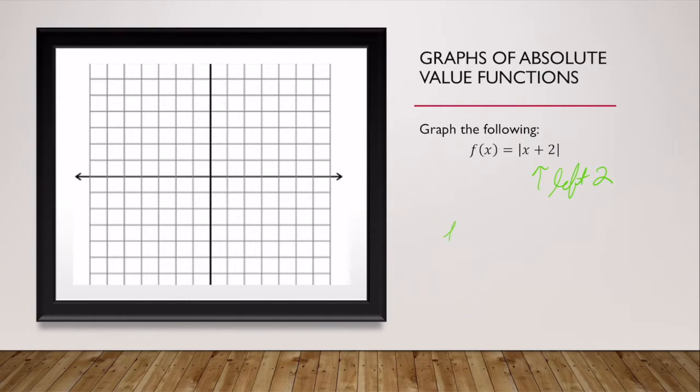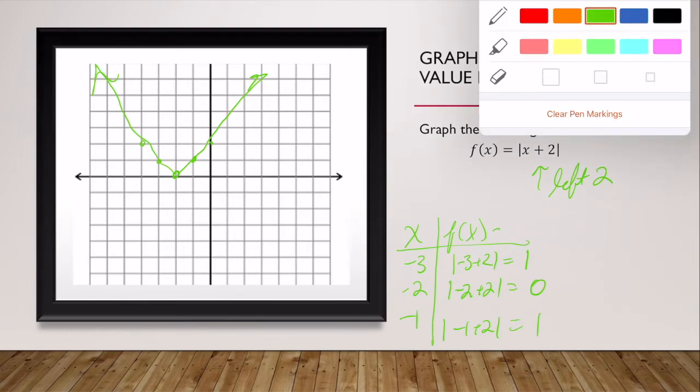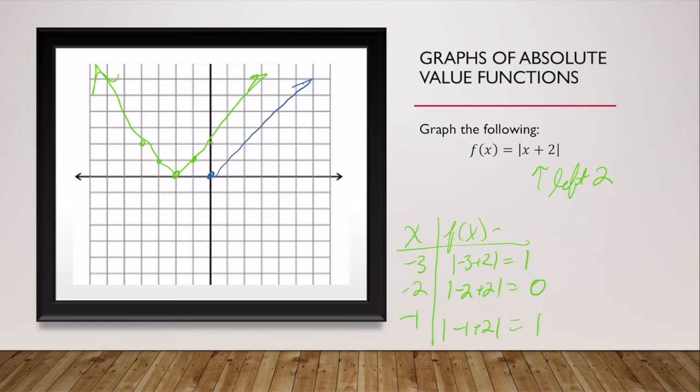So if I have f of x and x, and I want to pick some x values, let's pick negative 3, negative 2, and negative 1. So the absolute value of negative 3 plus 2 is going to be the absolute value of negative 1, which is 1. The absolute value of negative 2 plus 2, that's going to be 0. Okay, that's our vertex shifting over. The absolute value of negative 1 plus 2 is also 1, right? So here's our new function. We took our original function and shifted every single point over 2. So that's to the left 2.